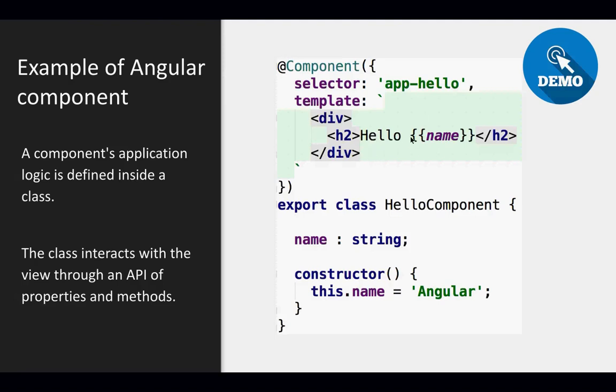And then it has an HTML template. So that's what we're going to render when this component shows up on the screen. So we have to build that upon existing tags, of course. So here just a div and a title that says hello and the name that comes from down here.